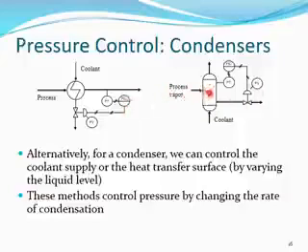Here, in the second example, process vapors go into the shell, and in the tubing the coolant. If we need to control the pressure here, it is by controlling the quantity of vapor coming out. If the pressure goes up, we have to open this a little bit so the pressure will drop down.